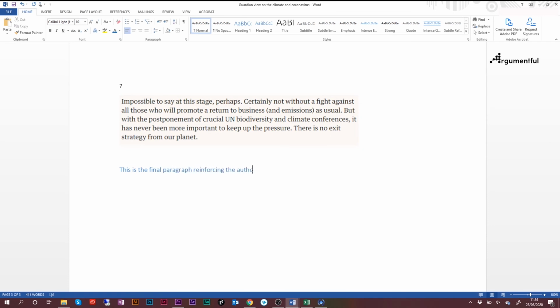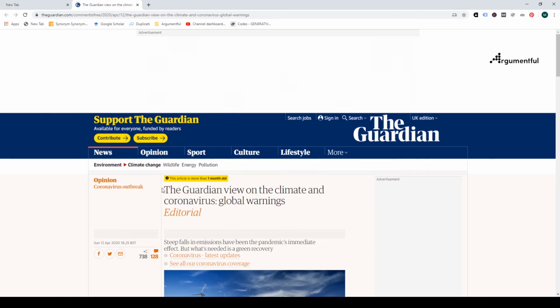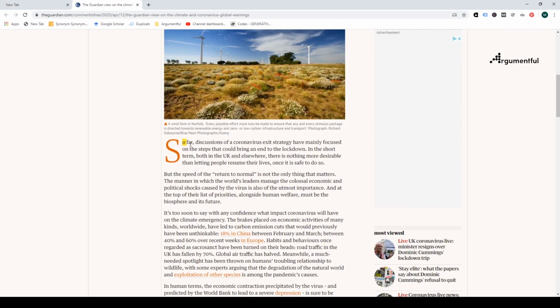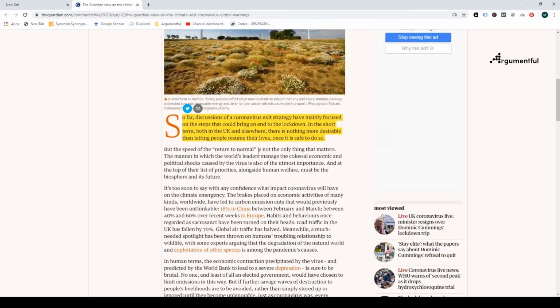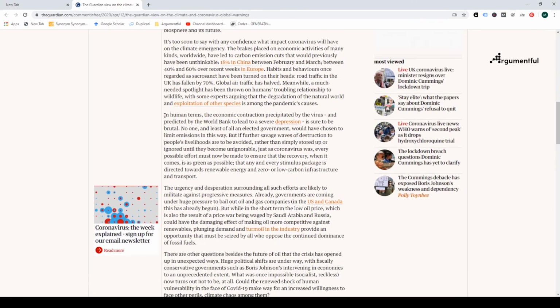So this is the final paragraph, reinforcing the author's position and the urgency of the matter. It's a recognition that environmental protection cannot happen without a fight against those who promote a return to business and emissions as usual. And a striking final warning: there is no exit strategy from our planet. I have now summarized and rephrased the author's points within each paragraph. So it's now time to look through the whole text again and see the big picture and how the different supporting paragraphs are linking back into the main central idea.